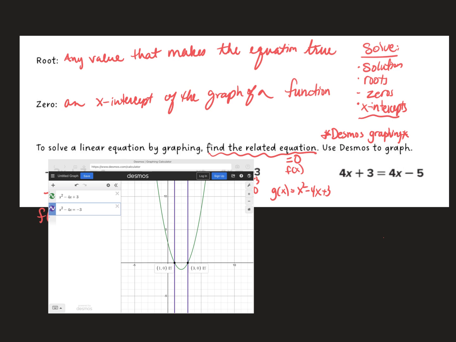And now let's do this last one. Subtract 4x from both sides, subtract 3 from both sides. I have 0 equals negative 8. And we know that that's no solution, because that's a false statement. But I want to show you by graphing. So I'm going to replace the 0 with f of x. Or let me not use f because I've used f already. Let's use h of x. So h of x equals negative 8. Now let's graph that and verify that the answer is no solution, that it does not have an x-intercept, because that's what's true when it has no solution.